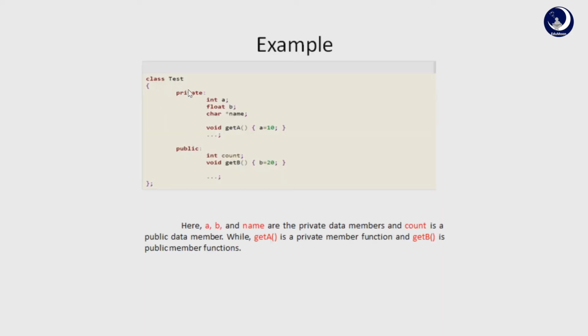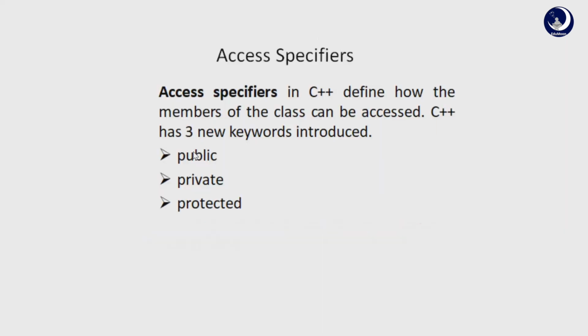Here we have a class Test, and the private members contain int a, float b, and a character string name. And here we have the prototype of the member function void get a. Using get a, we'll be setting the value of a equal to 10. And in the public section, we have int count and void get b. B's value will be equal to 20. Here a, b, and name are the private data members, and count is a public data member, while get a is a private member function and get b is a public member function. This can be found out using the access specifier block in which they are declared.